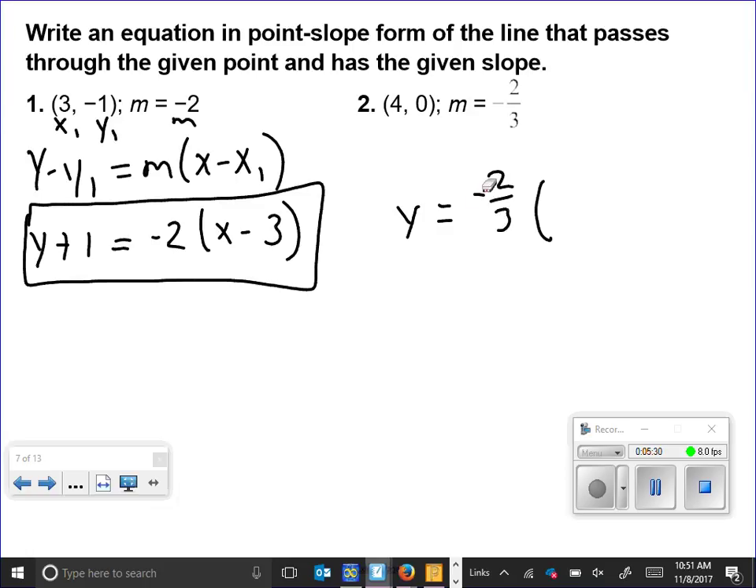2/3, negative 2/3, times x minus 4. So I didn't write minus 0 because I didn't feel like I needed to write y minus 0. I know that's just y.